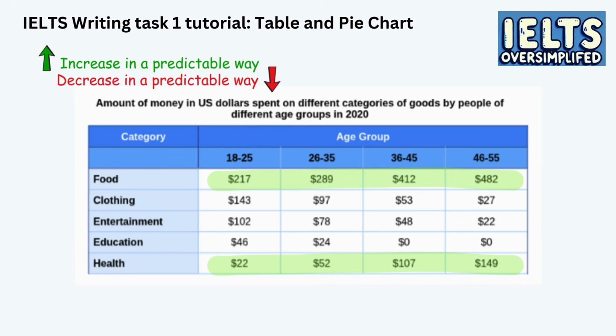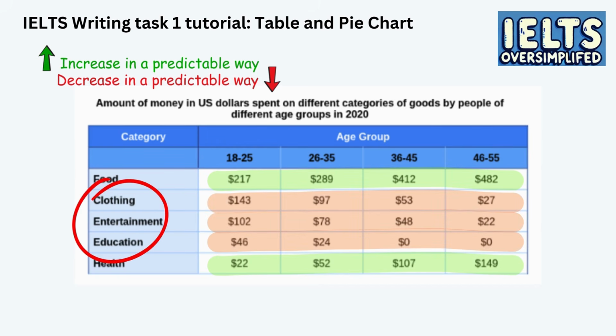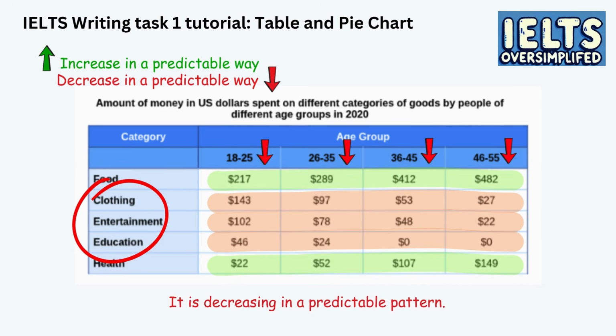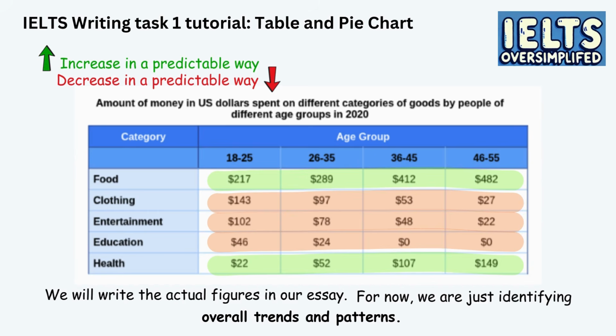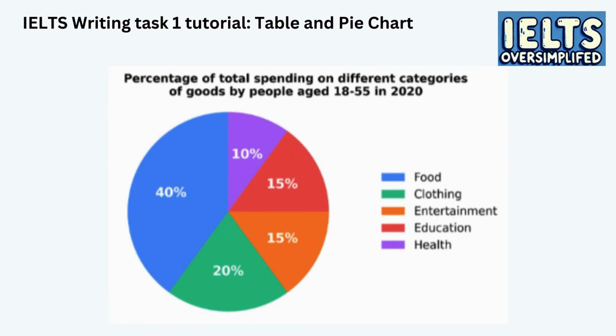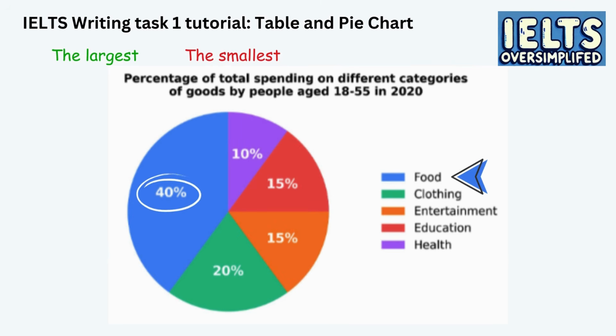As people get older, they spend more on these things. Now, look again at the other 3 categories. Notice how the opposite is true. As people get older, they spend less and less on these things. We will write the actual figures in our essay. For now, we are just identifying overall trends and patterns. Okay, noted. Now, let's take a look at our pie chart. Let's note which category is the largest and the smallest. That is usually enough. It looks like food is the largest with 40%, and health is the smallest with 10%.